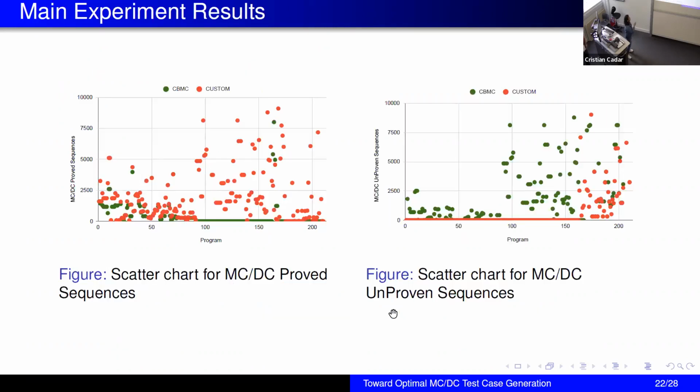And then this is the scatter chart for the proved and unproved sequences between CBMC and custom. From this chart, we can see that the number of red dots is really high, which shows that custom is able to prove so many sequences, whereas in this, the green dots are really visible because it is showing the number of unproven sequences by CBMC.